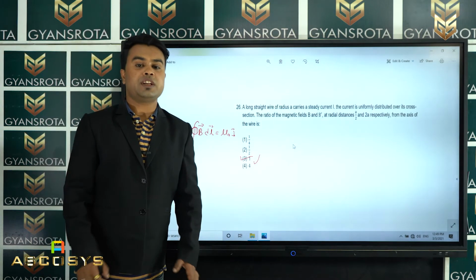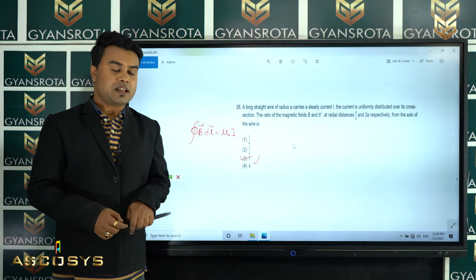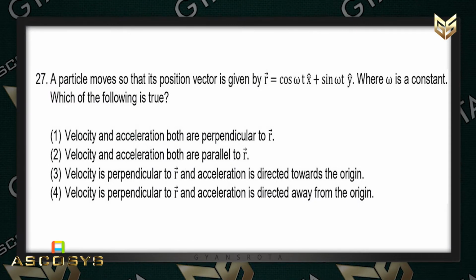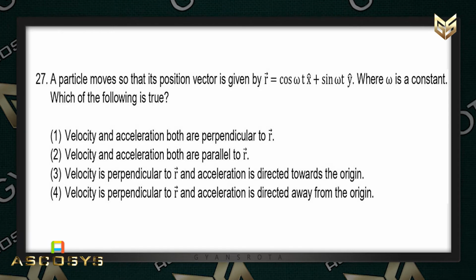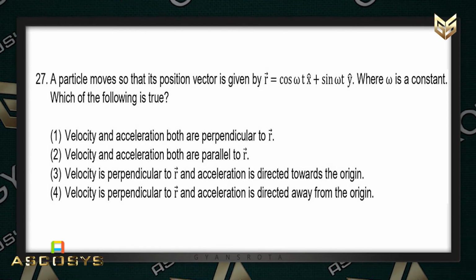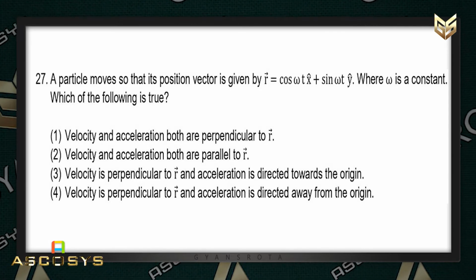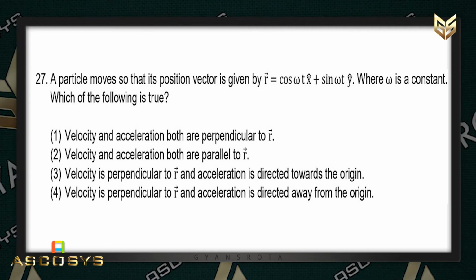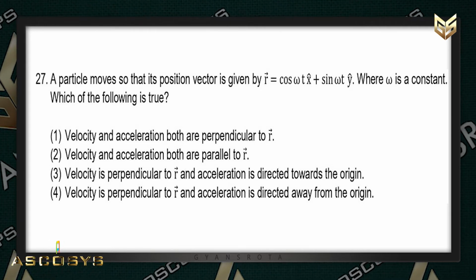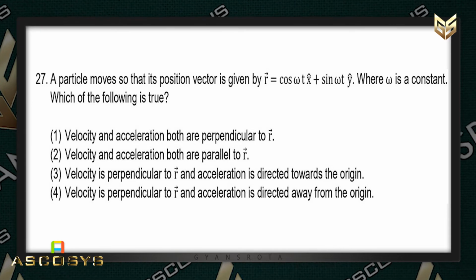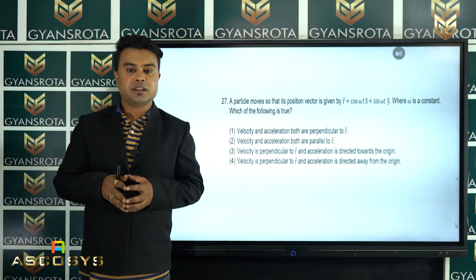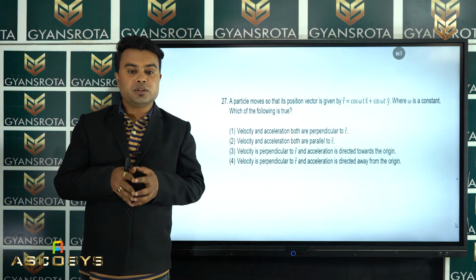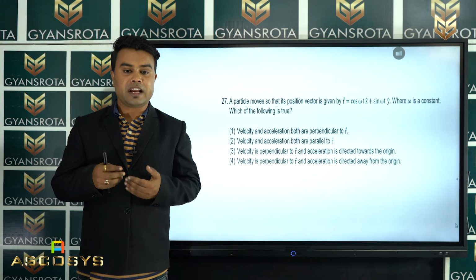So now let us move to the next question, that is question number 27. A particle moves so that its position vector is given by r vector is equal to cos omega t x cap plus sin omega t y cap, where x cap and y cap are the unit vectors, and omega is a constant. Which of the following is true? You need to see which one is the correct option.